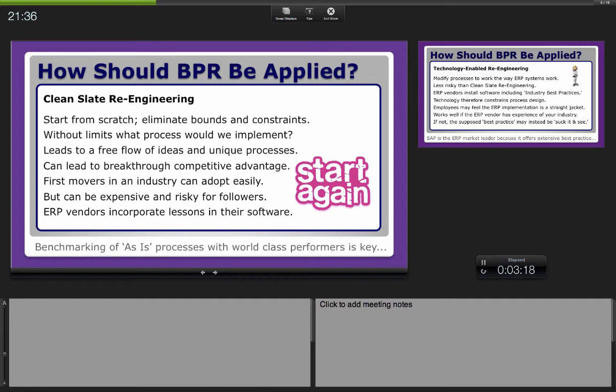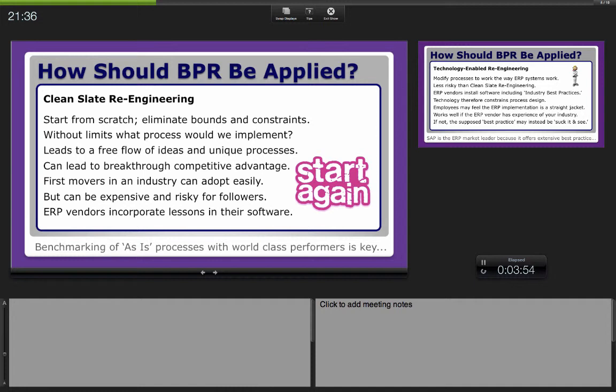First movers in an industry can adopt these processes easily. As an example, when Pilkington came up with a float glass process where you float molten glass over mercury, giving a very smooth, flat pane of glass, which they had a patent on for some years, they took the market. But it's not always as simple as that. Can be very expensive and certainly risky for followers.